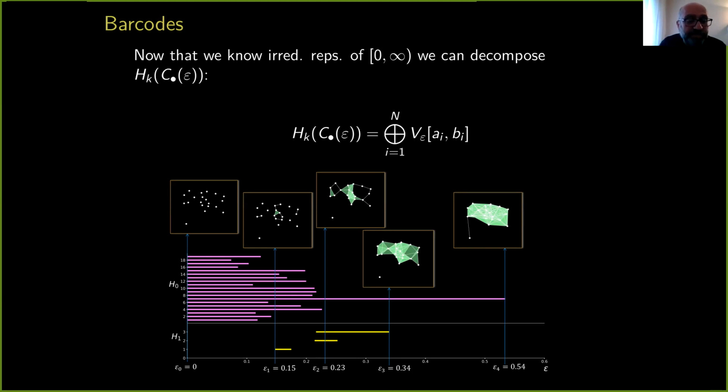This whole theory, or this whole depiction, depends on this very simple result in representation theory of posets. The real line is tame, and irreducible representations are essentially these intervals, or vector spaces living on these intervals.